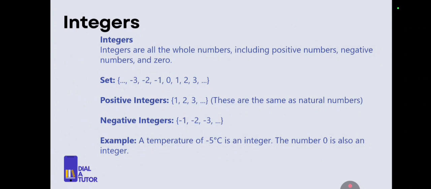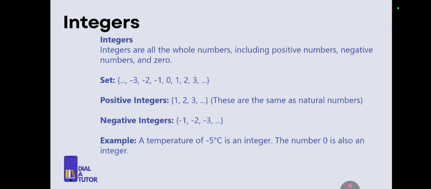Integers. Now, integers are all the whole numbers, including positive numbers, negative numbers, and 0. So when they say integers, without specifying whether positive or negative, you include negative numbers as well as positive numbers, including 0. Then they can talk about positive integers. These are the same as natural numbers. They will just start from 1 up until infinity. So where it says 1, 2, 3, those 3 dots mean and so on.